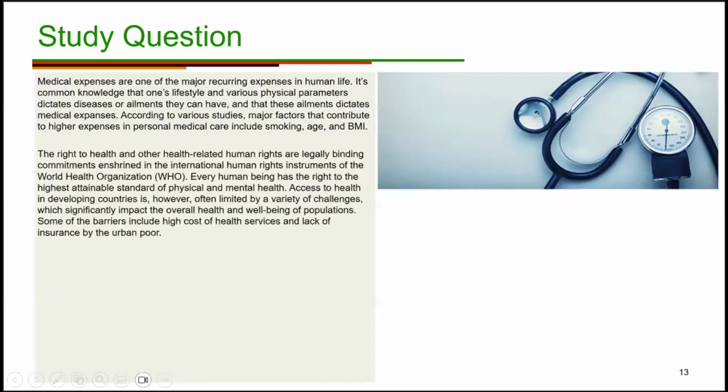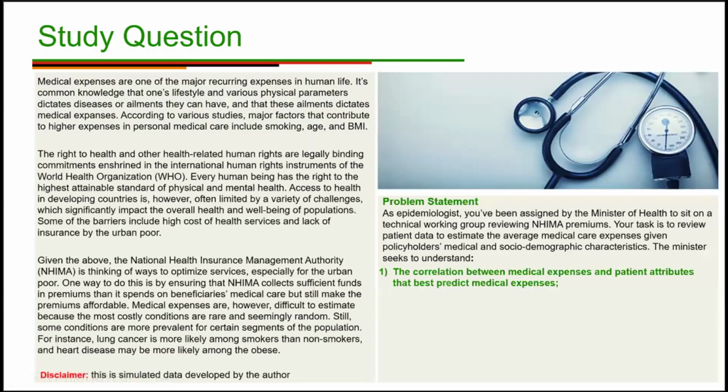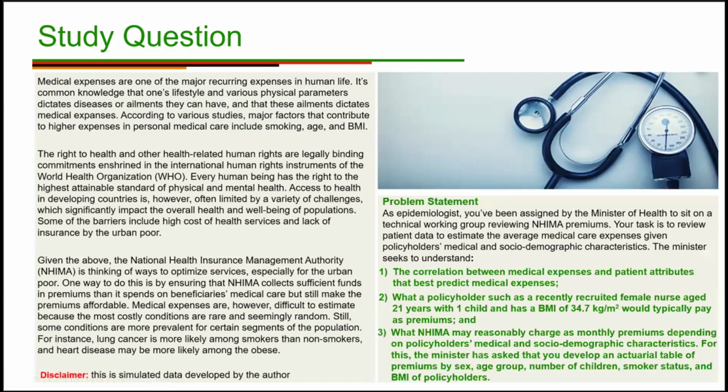Okay, so if you recall, this is the scenario that we're looking at, right? And we're trying to answer 3 questions from this study. 1, the correlation between medical expenses and patient attributes, and which of those attributes basically best predict medical expenses. And then to try and give the minister, okay, we have this person who's a nurse, a female nurse, age 21, they have 1 child, and they have a BMI of 34.7 kgs per square meter. What would be the premium typically? And then basically give the minister a table.